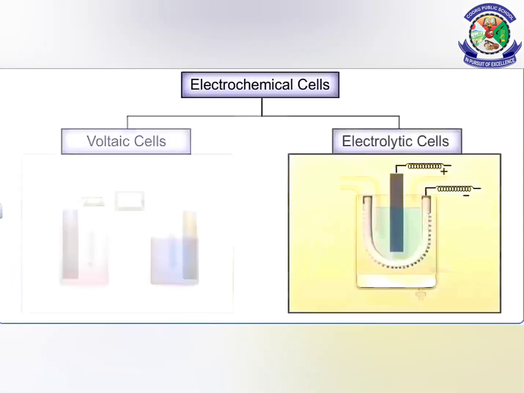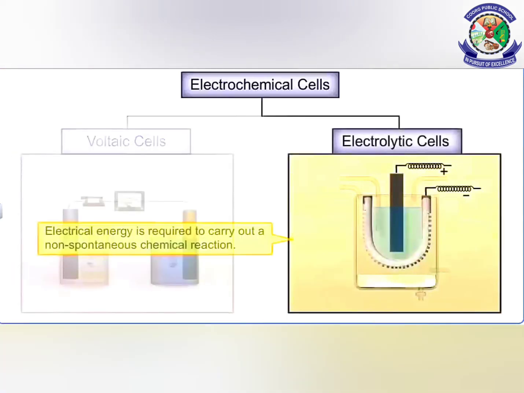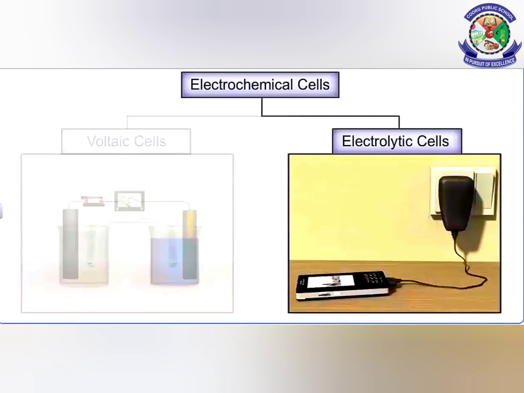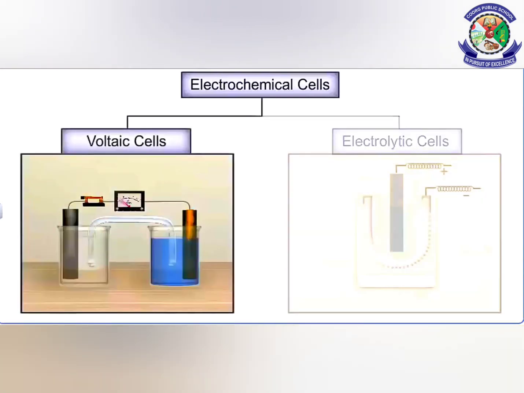On the other hand, in electrolytic cells, electrical energy is required to carry out a non-spontaneous chemical reaction. For example, when you are charging your cell phone, you are actually running an electrolytic cell, that is, converting the electrical energy into chemical energy.